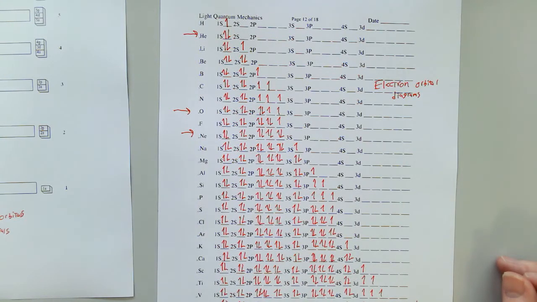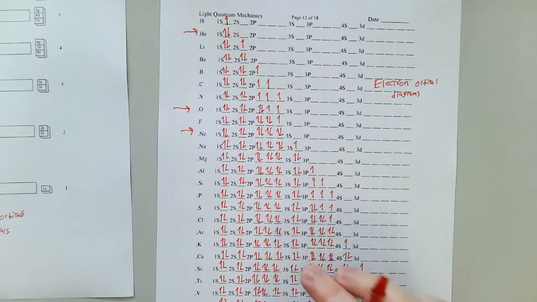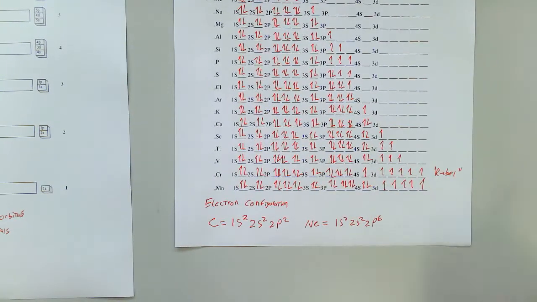On my tests and on the AP exam, they are always very clear in saying something like use arrows or exponents are acceptable, letting you know what's going on, what they're looking for.